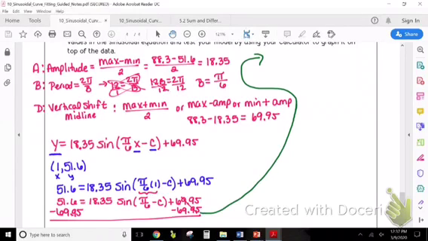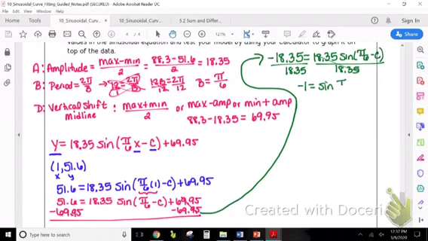And so what does that give us? Negative 18.35, the amplitude. Now it's negative 18.35 equals 18.35 sine of pi over 6 minus c. Now what do we do? Divide over the 18.35. So it'll just give you negative 1. So negative 1 equals sine of pi over 6 minus c.